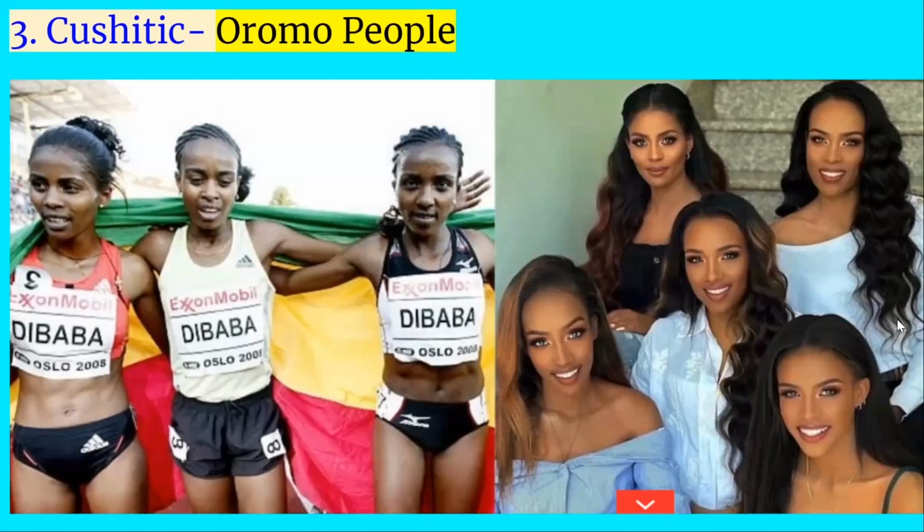Starting with the Oromo people, this is the largest group in Ethiopia. Oromo people, mostly native to Oromia in the Ethiopian region, speak the Oromo language. They are the largest ethnic group in Ethiopia and represent the largest population. Here we have the Dibaba sisters, who are known for their marathon running. They win marathons next to the Highlanders in Kenya, the Nilotic Highlands in Kenya.